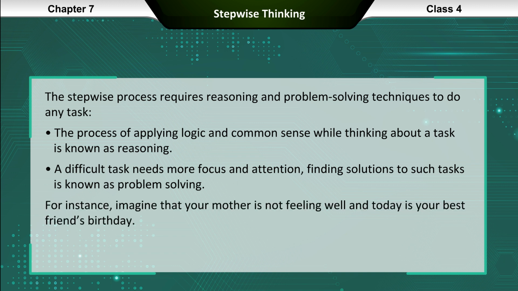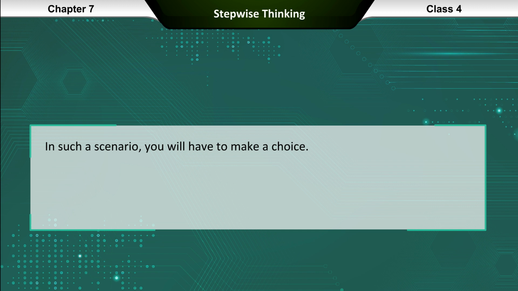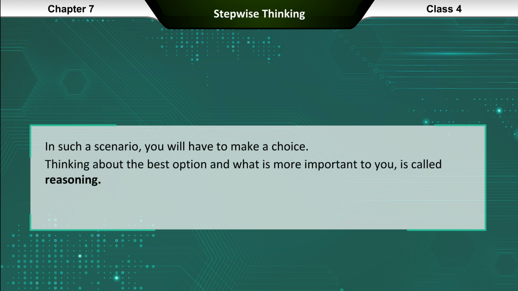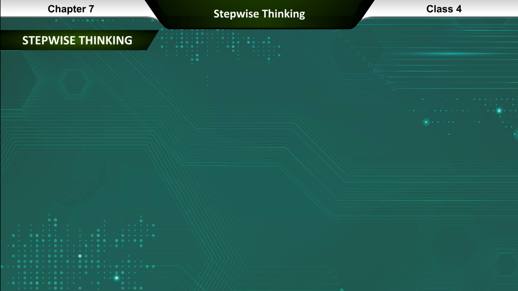For instance, imagine that your mother is not feeling well and today is your best friend's birthday. You cannot leave your mother alone, but you don't want to miss your best friend's party either. In such a scenario, you will have to make a choice. Thinking about the best option and what is more important to you is called reasoning. Finally, making a choice which suits you the best at the time is called problem solving.